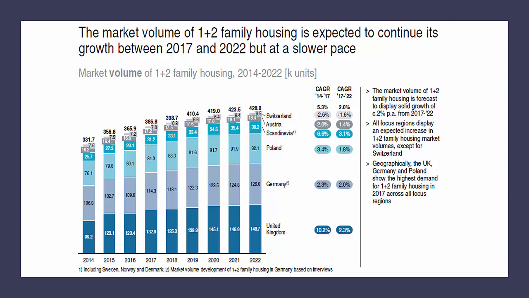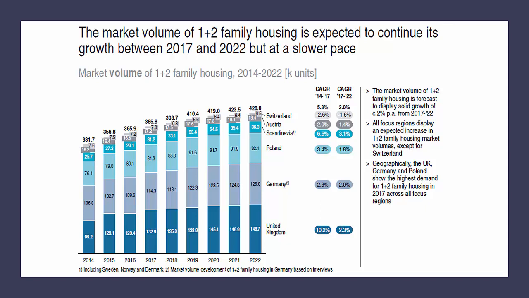So here you can see the market volume of 1 and 2 family housing. 1 and 2 family housing is basically another way of talking about detached and semi-detached houses. That is to say, the detached house is one that is freestanding, a standalone house intended for one family. And 2 family housing is basically units that are constructed such that they can accommodate 2 families. In other words, they are semi-detached houses in the traditional sense. So we're looking here at the market volume for both of those kinds of houses.